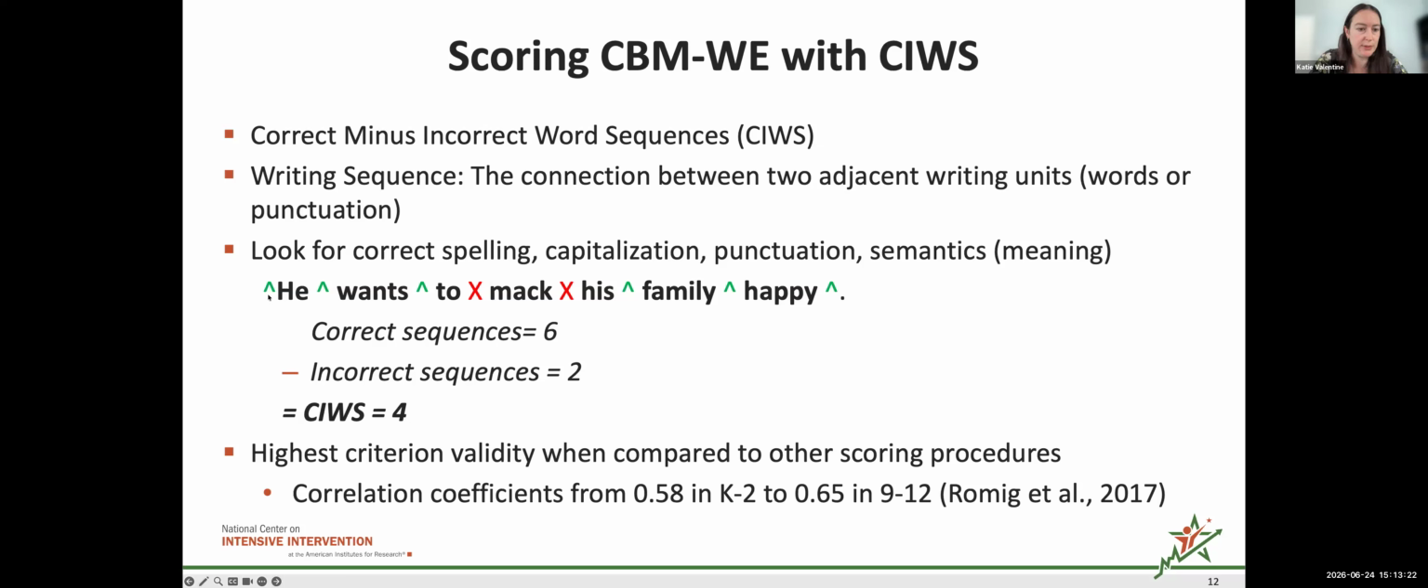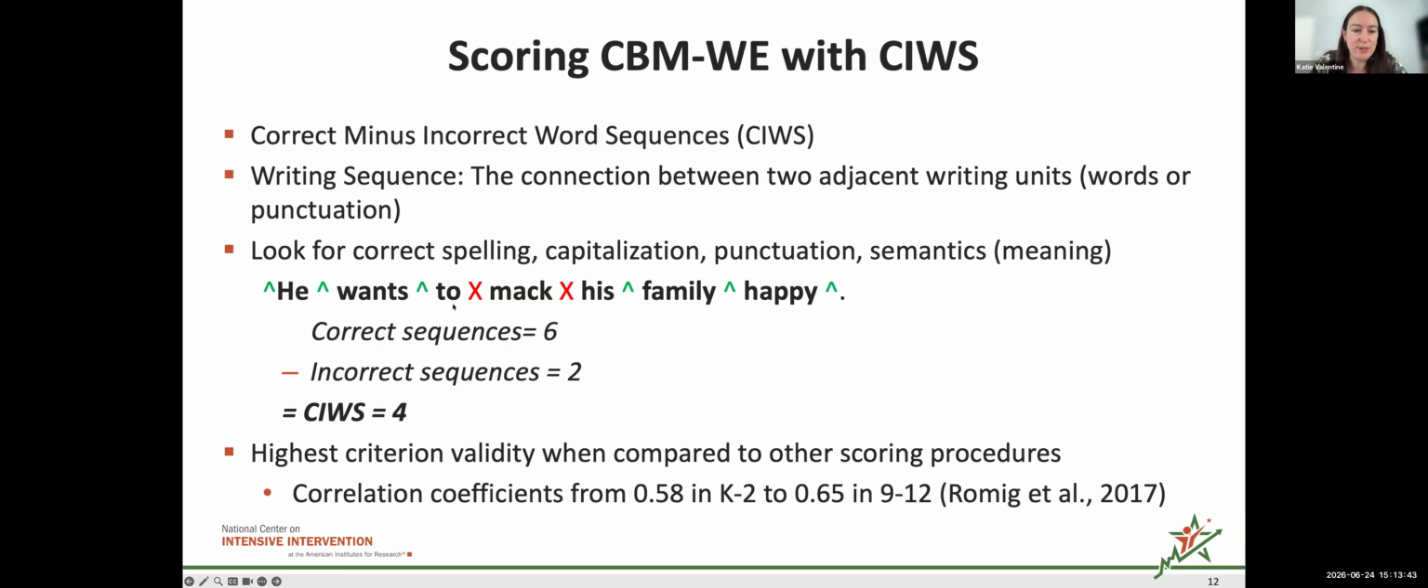And so this writing sequence here begins here. He is spelled correctly and capitalized correctly, so we put a green caret to indicate that that's correct. The next sequence is in between these two words. He and wants are both spelled correctly and used correctly, so that's a green caret. We keep going, wants and to.